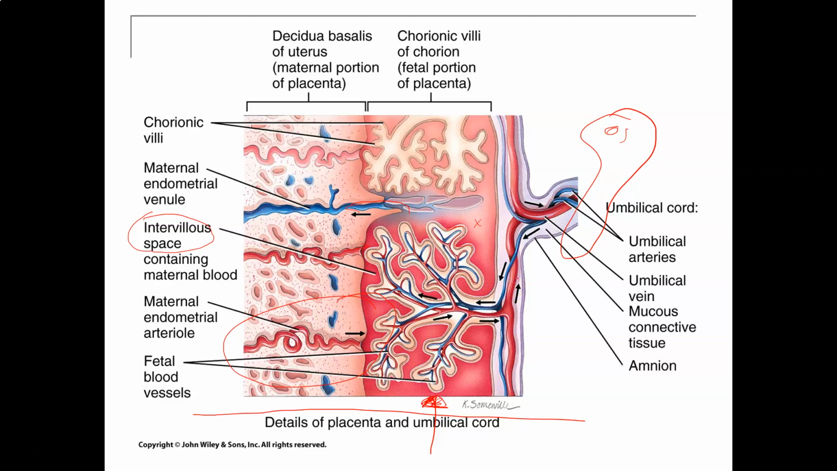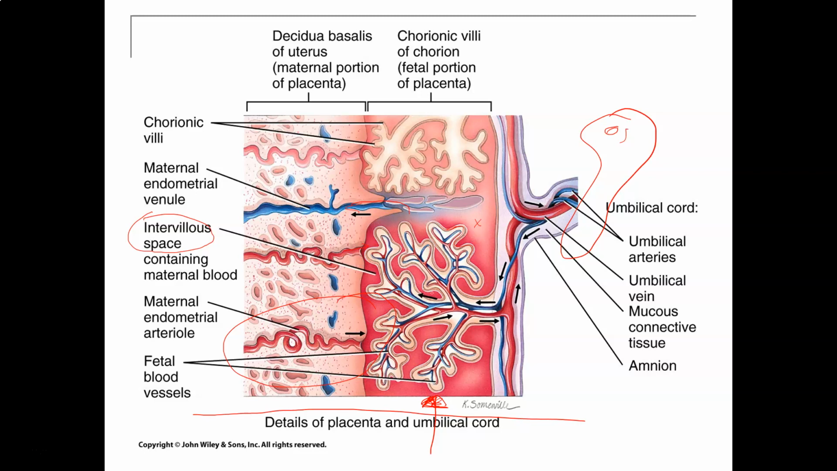Another thing exchanged is going to be oxygen. So oxygen will move from the mother's blood into the baby's blood. Waste products are going to move in the opposite direction, from the baby into the placenta, into the mother's blood, and be carried away.